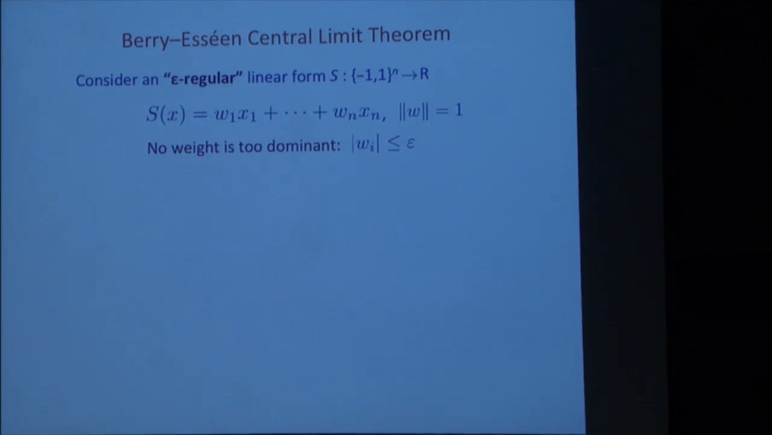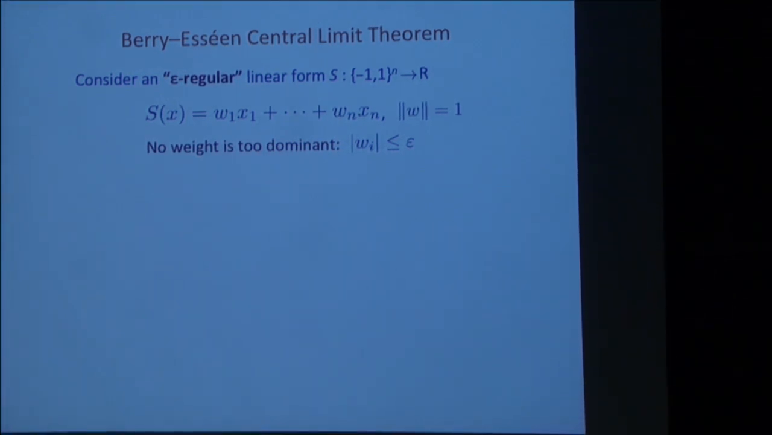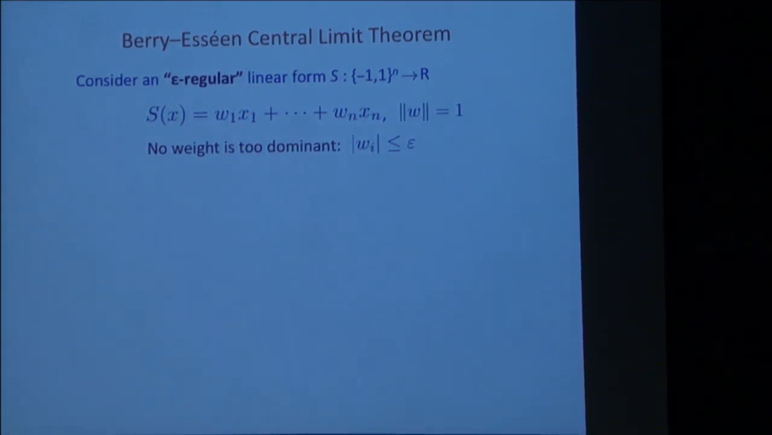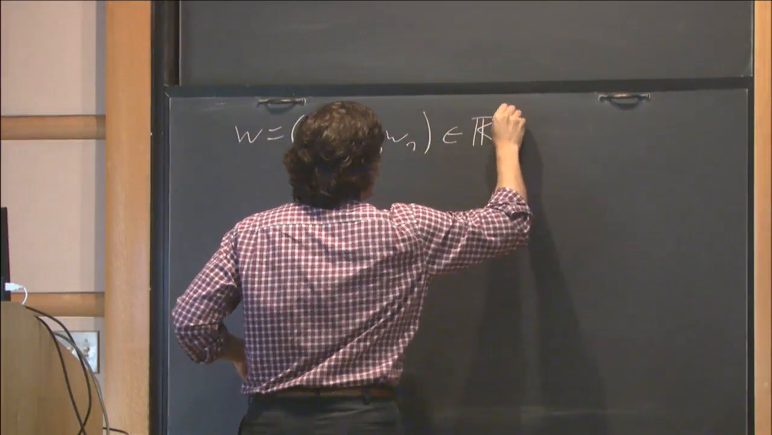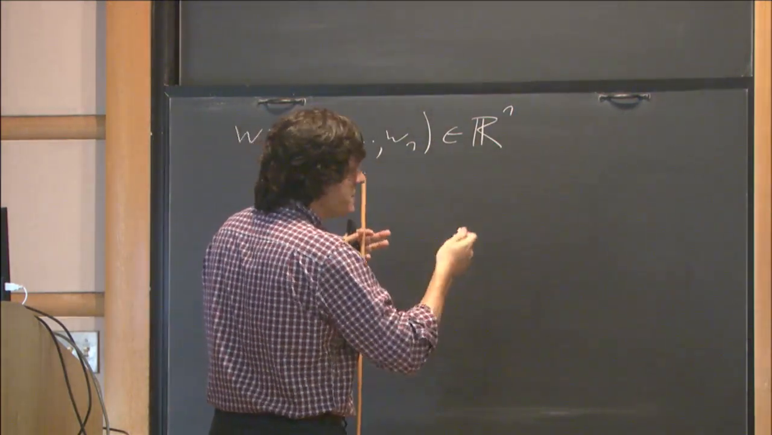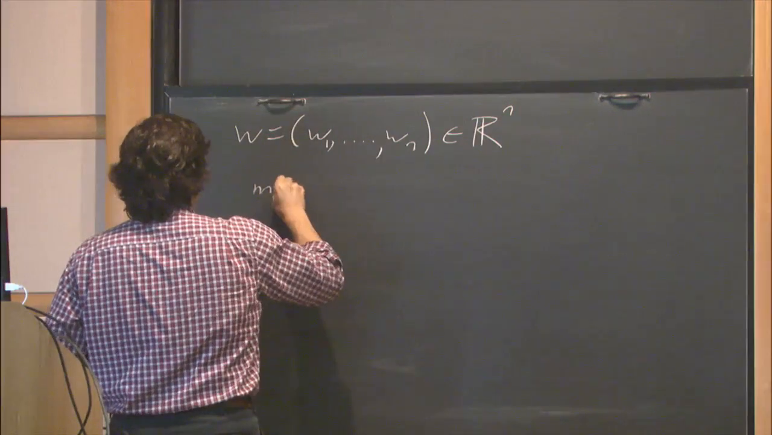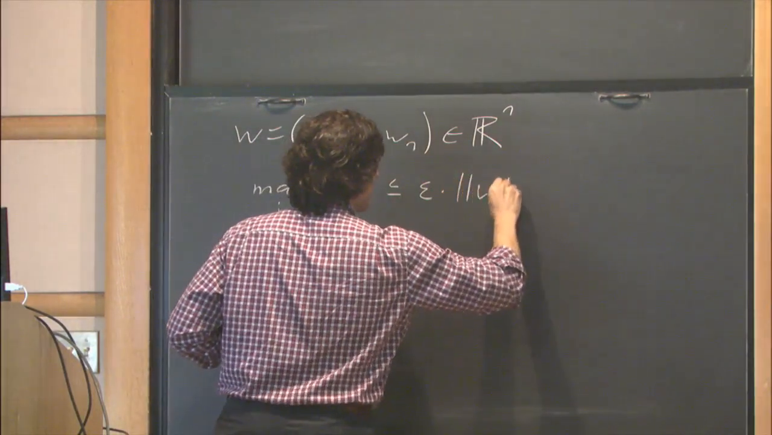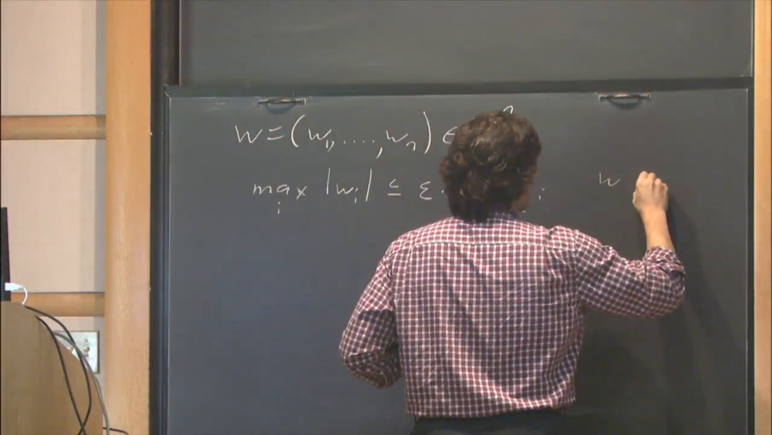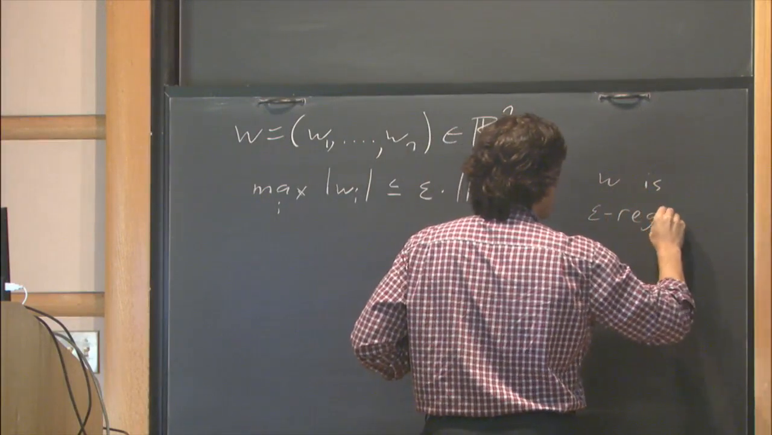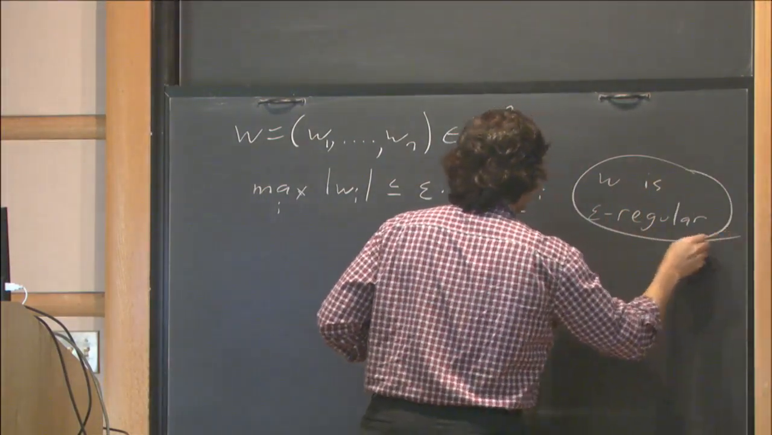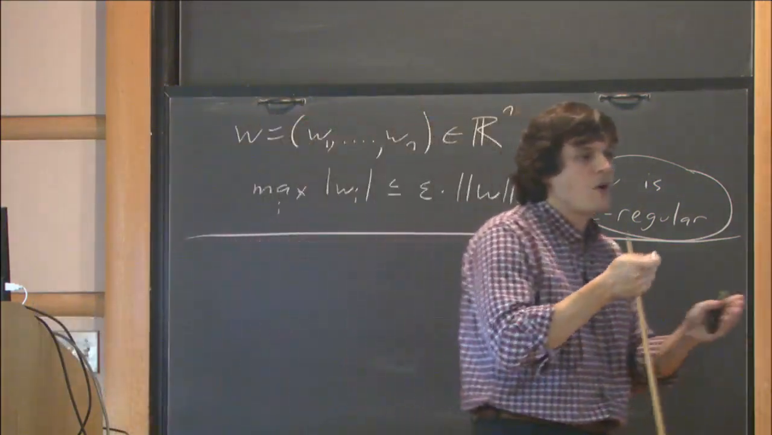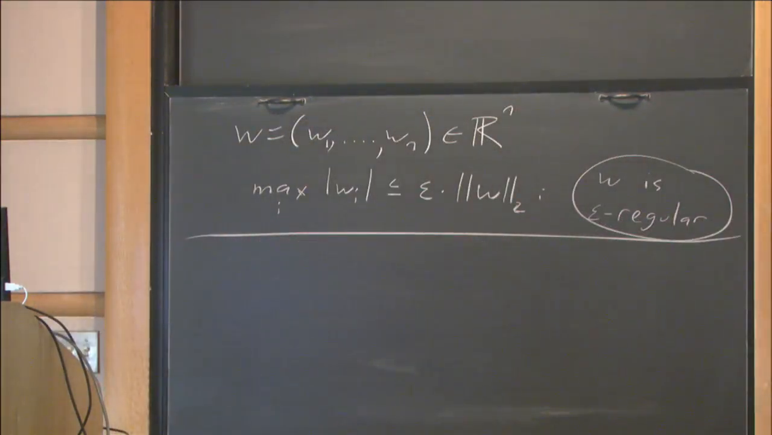Okay, so maybe let me write that down, since it's going to recur often. So we have n coefficients. For now, it's probably helpful to think of them as real values as opposed to integers. It doesn't really matter, we've scaled. This is what it means for W to be epsilon regular. Okay? So in other words, no coefficient is too dominant relative to the overall scale of all the coefficients.